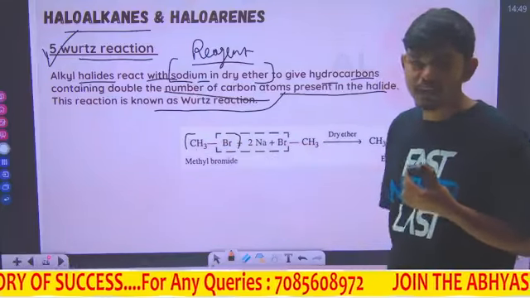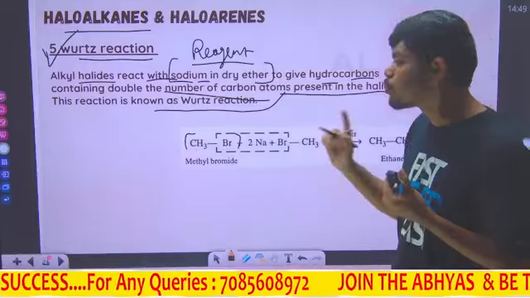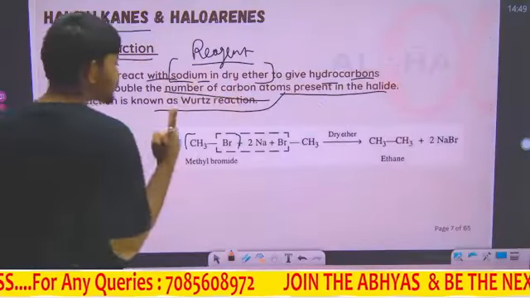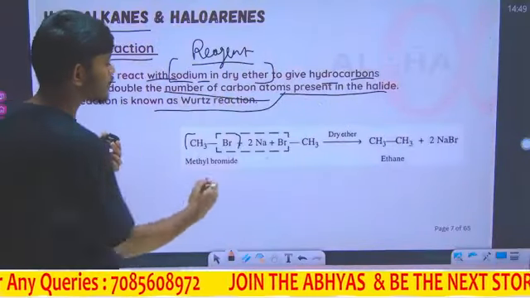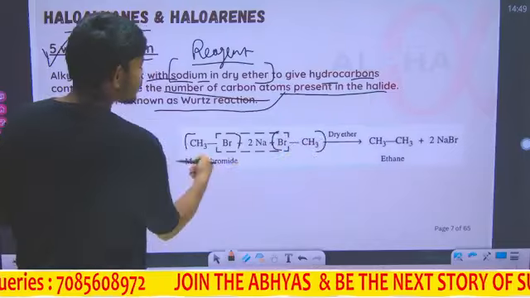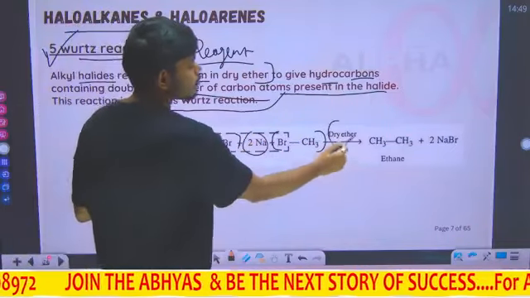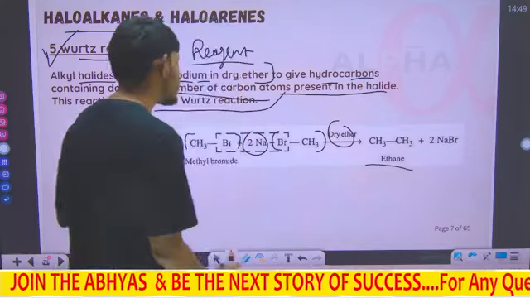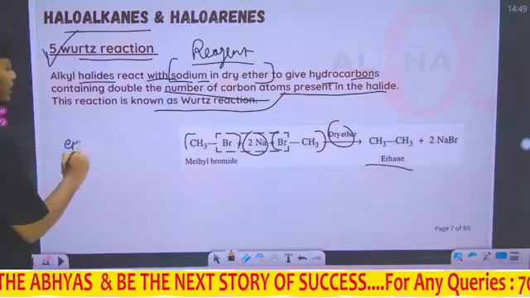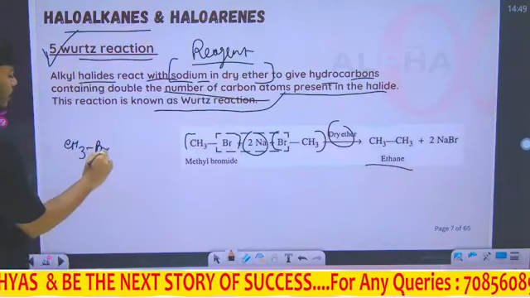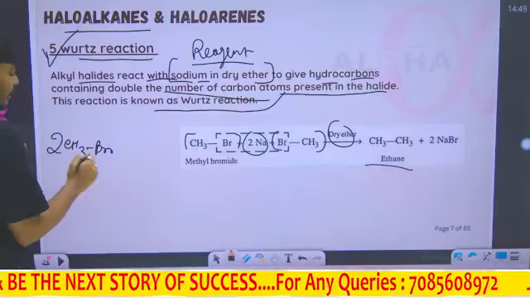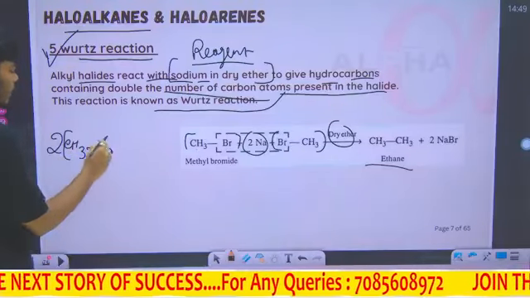So you are using these reaction species. This is your CH3Br, methyl bromide. You react 2 moles of methyl bromide with sodium. So what happens? You get ethane. How? Let's see. CH3Br, 2 species are needed to react. So here you are seeing 1 carbon.